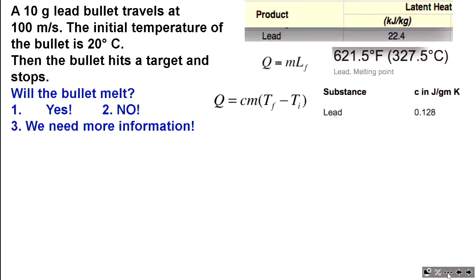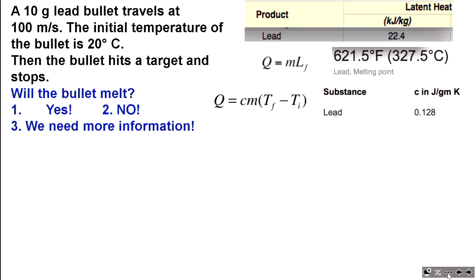Well, how does it affect the temperature change? That depends on the material. It's lead. That's why we need more information. We need to know specific values for lead. Where do we find them? Google, I don't know, Bing, wherever you prefer. Ask.